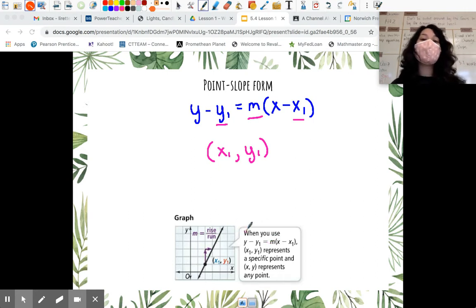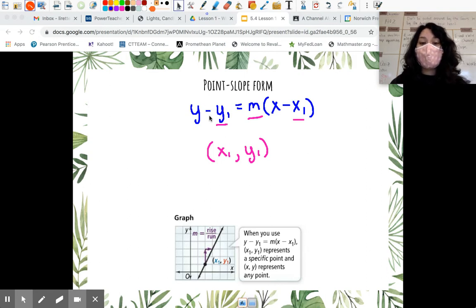So if you're comparing your answer to maybe something your peer got, and you guys use two different points, your answer is going to look different, but that doesn't mean that you're both wrong. You could both be correct, and you just use two different ordered pairs, okay? So just something to keep in mind as we do this.